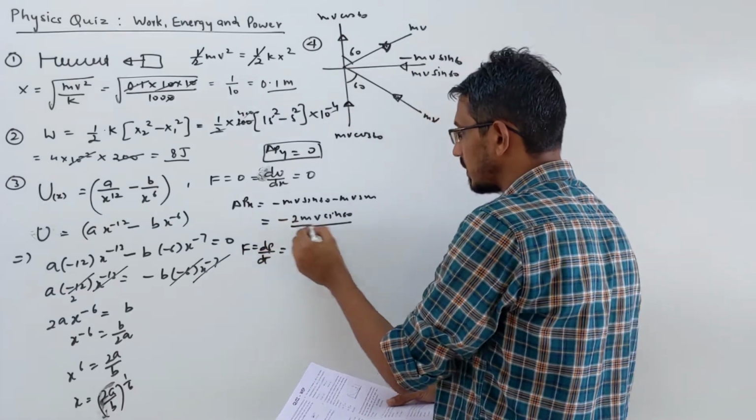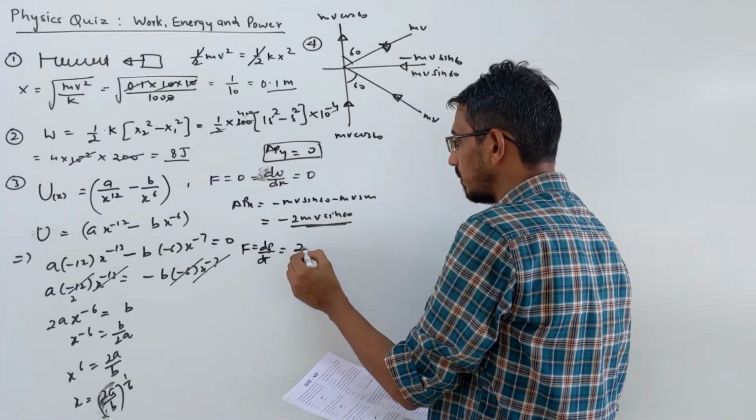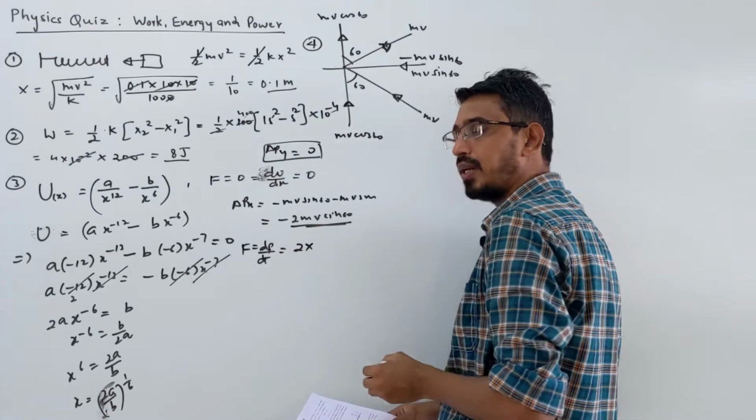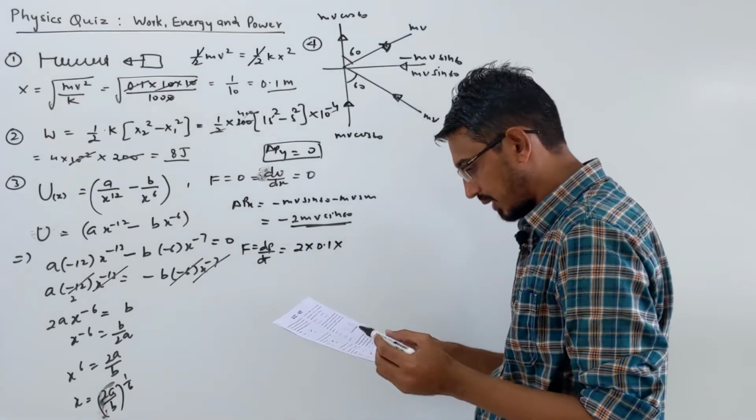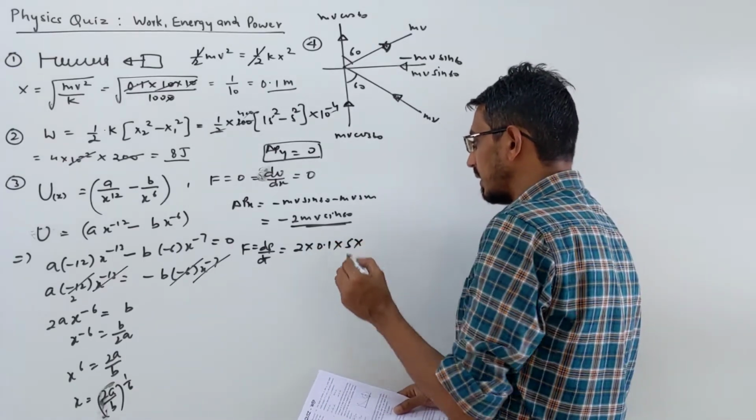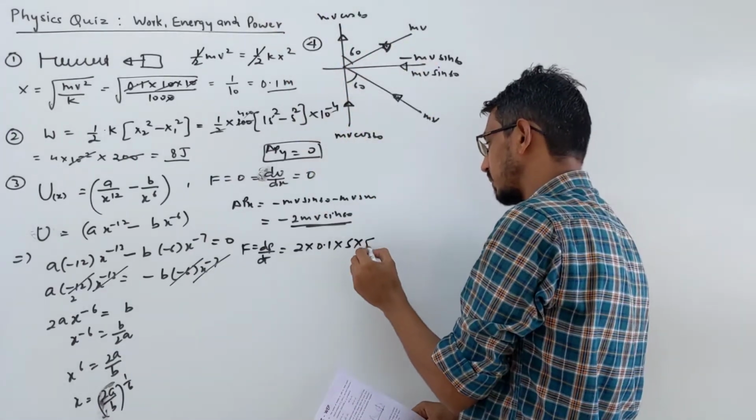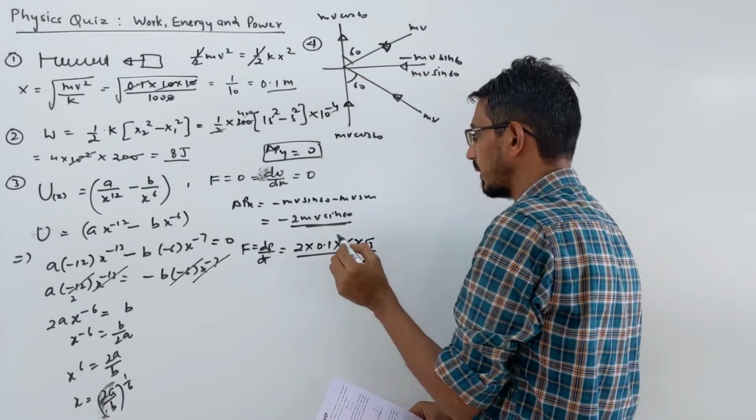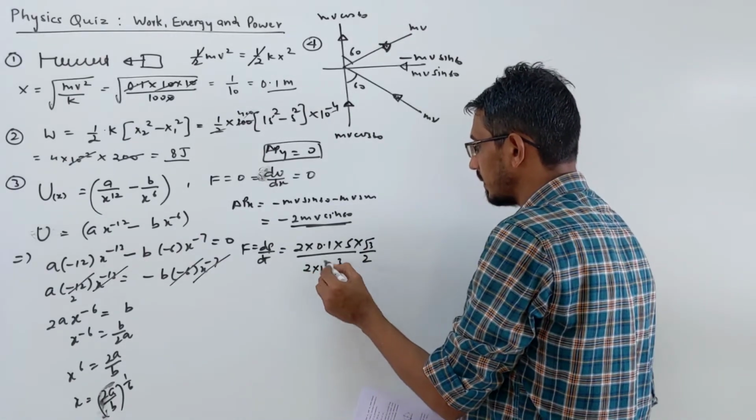So dp we know, and time is also given to you. So let's write: 2 into mass, which is given as 100 gram, 100 into 10 power minus 3, that becomes 0.1 kg. Velocity is given as 5 meter per second. Sine 60 means root 3 by 2, right? Then time is given as 2 into 10 power minus 3.